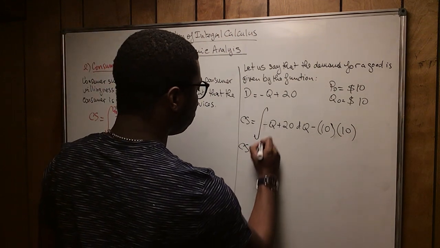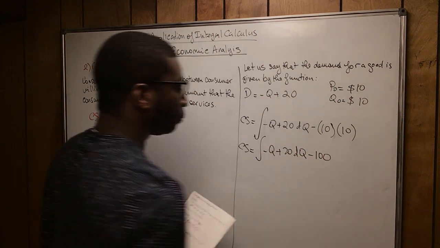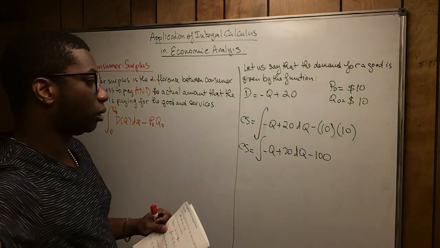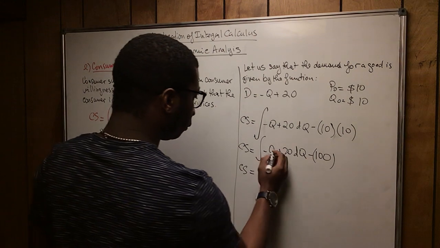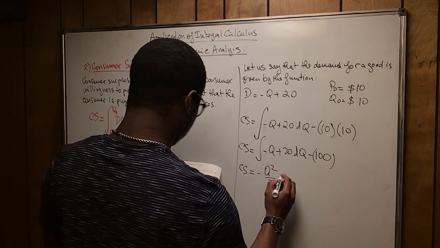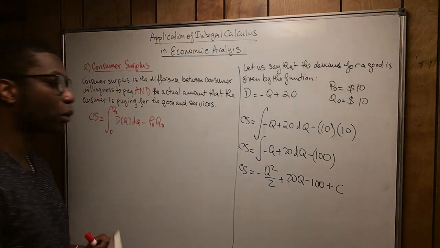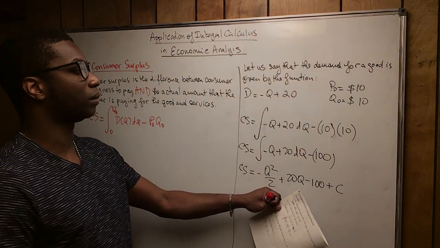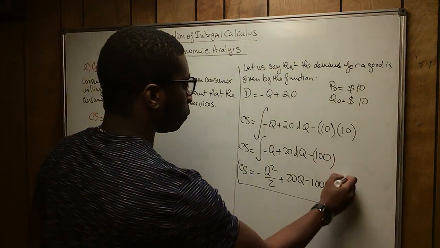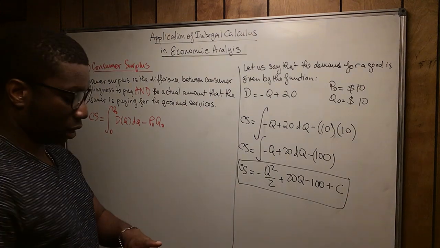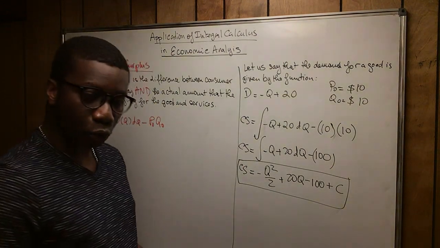All right, so what you can do is simply rewrite this again. Minus 100. Okay, we have this, right? Minus 100. So CS equals, simple as that. That is the function. That's the demand function for consumer surplus, right here. Simple as that. And now I'm going to show you the last one, which is producer surplus.